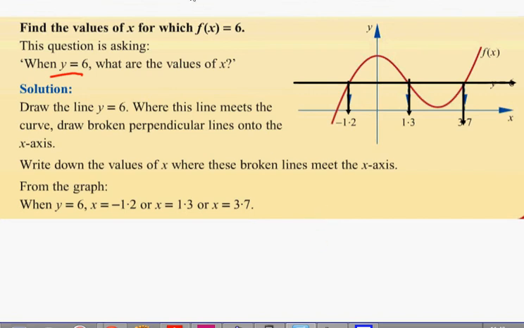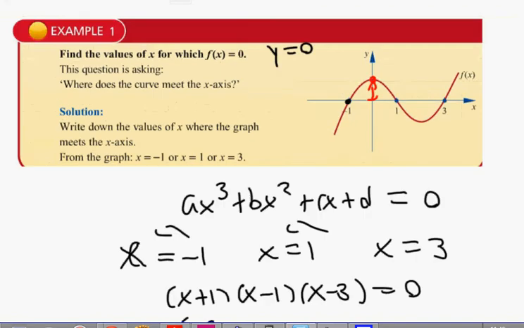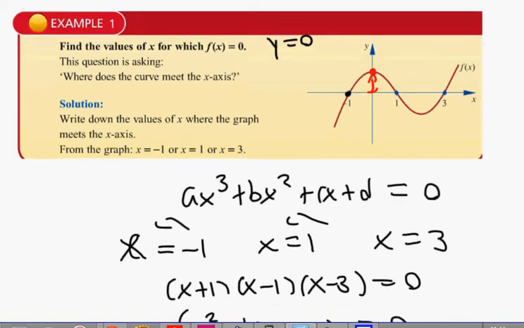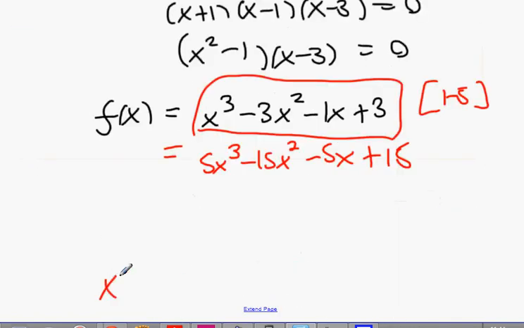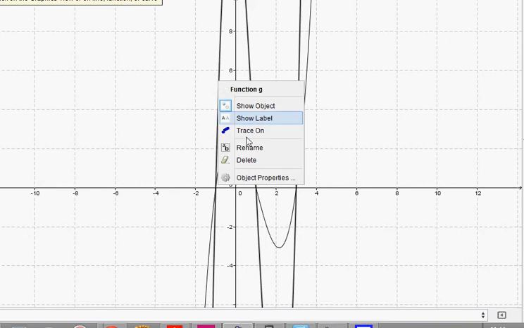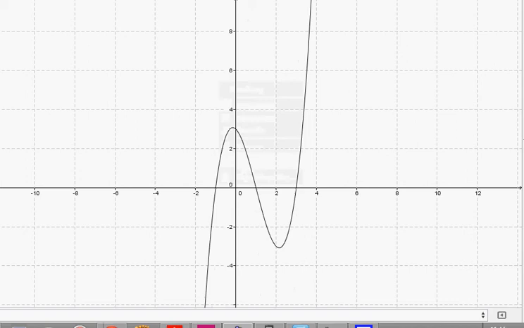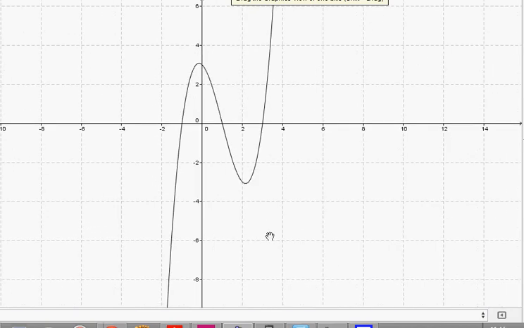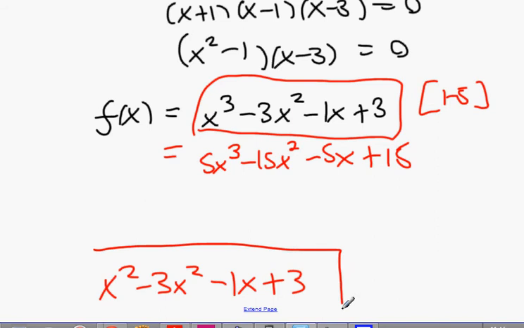Now, it can be asked another way. I'm going to go back to my equation back here. Let's say this is my original equation, and it is drawn. Everybody's happy that this is the equation of x cubed minus 3x squared minus 1x plus 3? Yeah. Now, I could ask this in two ways.